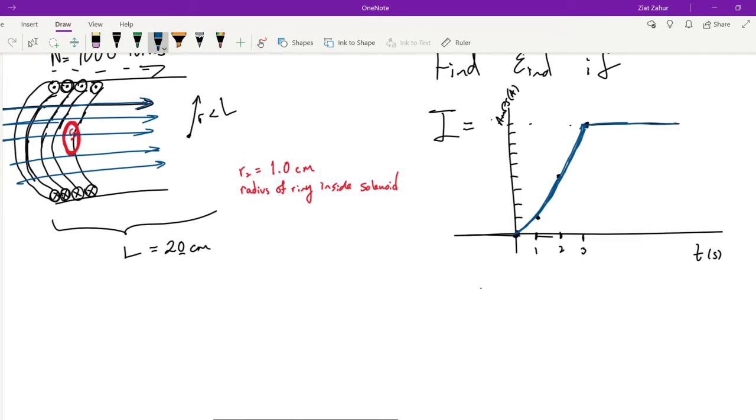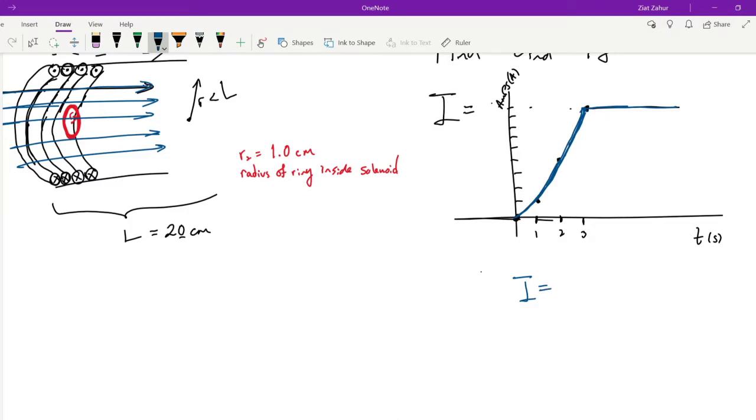Okay, so what is current as a function of time? Can someone give us the equation? Current as a function of time?